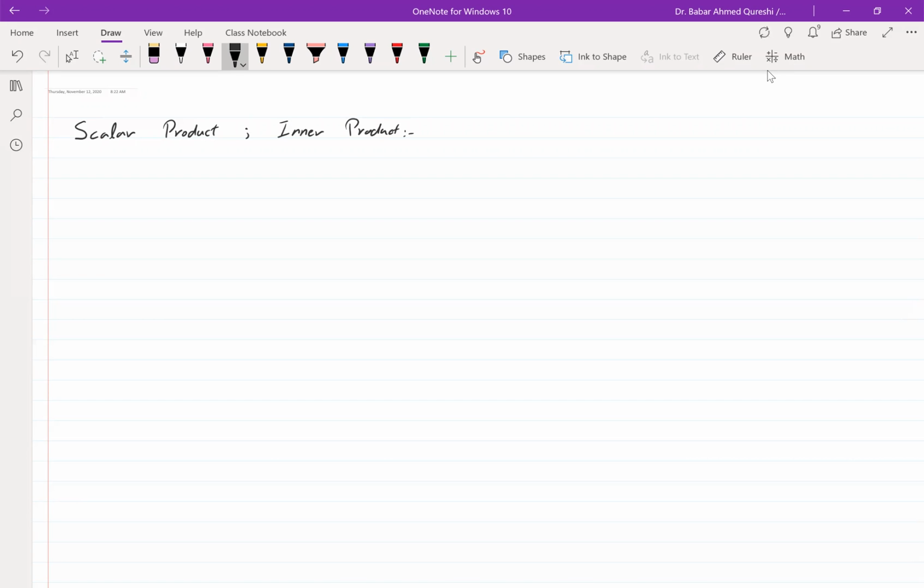So let's first recall what scalar product is on the geometrical vectors which you are familiar with. If you have two vectors, let's say V and W, then we define the scalar product, which we write with a dot. You can call it scalar product, dot product, or inner product. They are all different names for the same concept.